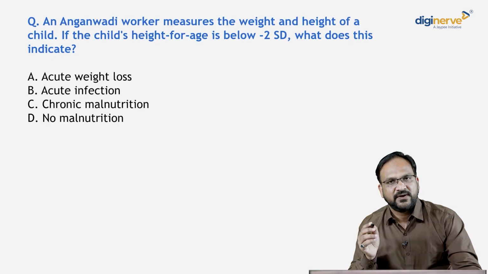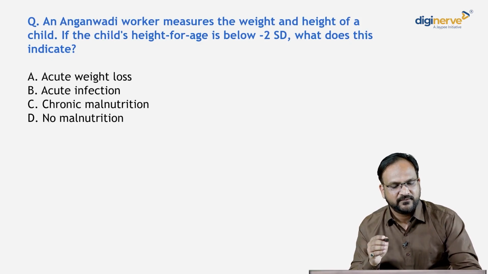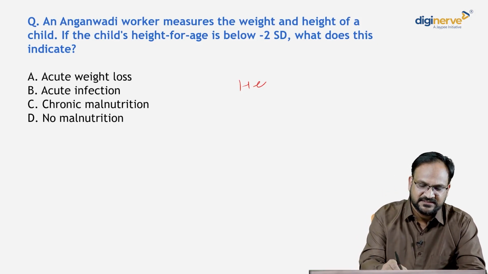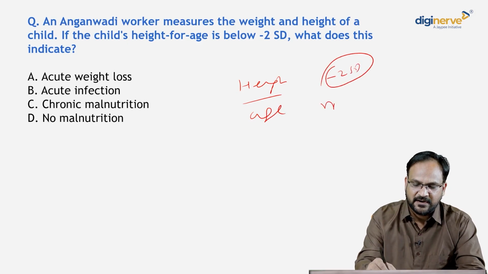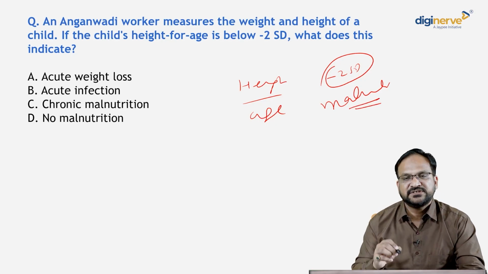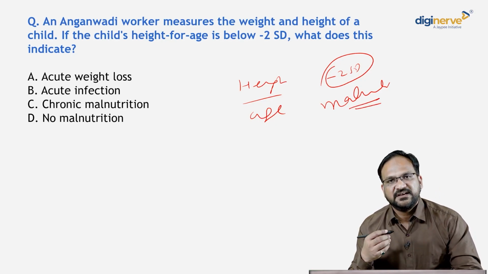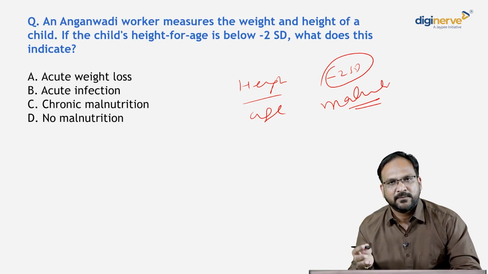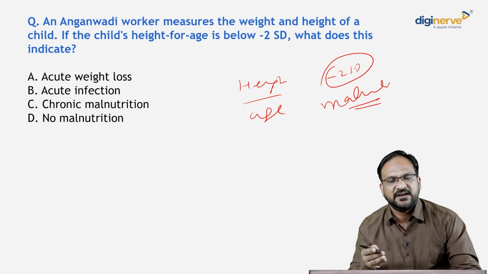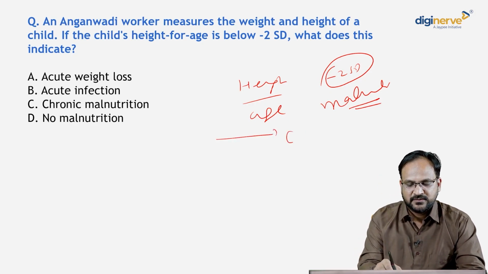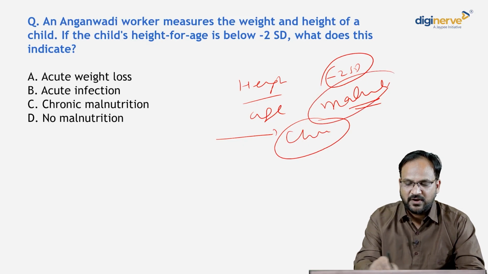Next question is, an Anganwadi worker measures the weight and height of a child. If the child's height for age is below the 2 SD, it means the child is under malnutrition. Which type of malnutrition? If a child has height less than a normal child, we cannot say that height will reduce in 1 day or 2 days or 5 days or 10 days. It means stunting, and stunting is a chronic thing. So the child is having chronic malnutrition.